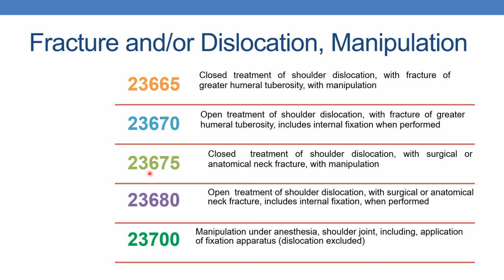The next is 23675. Closed treatment of shoulder dislocation with surgical or anatomical neck fracture with manipulation. The next is 23680. Open treatment of shoulder dislocation with surgical or anatomical neck fracture including internal fixation when performed. The next is 23700. Manipulation under anesthesia, shoulder joint, including application of fixation apparatus.